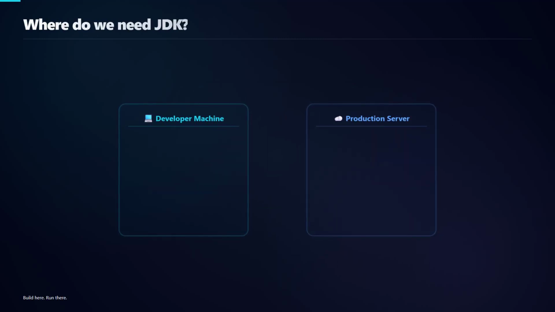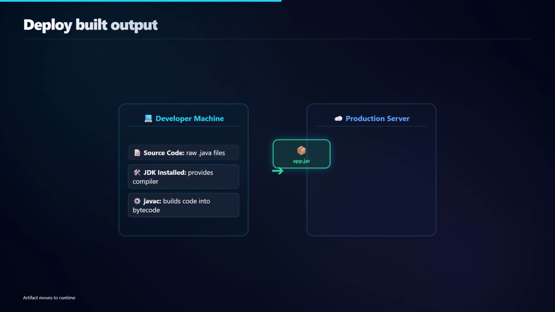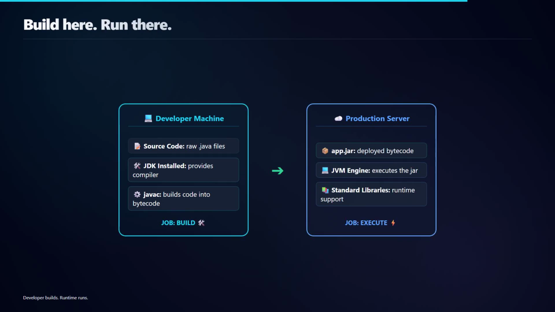Now apply the map to real machines. One builds, and another may only run. The developer machine needs the JDK because it works with source code and tools. After compilation and packaging, the result is a built artifact, often a JAR. That artifact moves to the runtime environment, where the job is execution. This environment only needs enough pieces to run the already built application correctly. That distinction prepares us for the modern Java wrinkle about separate JRE installs.